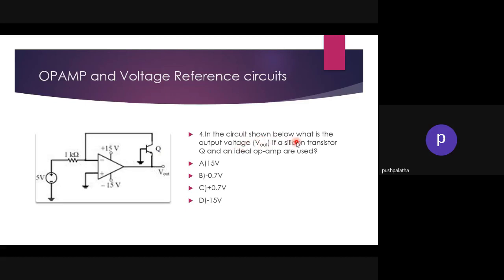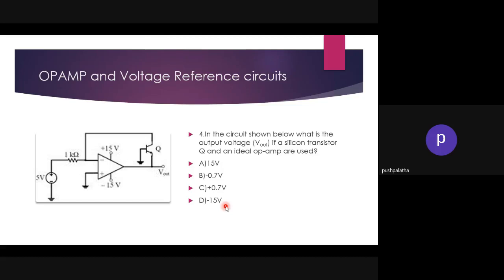In the circuit shown below, what is the output voltage V out if a silicon transistor Q and an ideal op-amp are used? Now they are asking for the output voltage. The options are 15 volt, minus 0.7 volt, plus 0.7 volt, minus 15 volt. What will be the output?